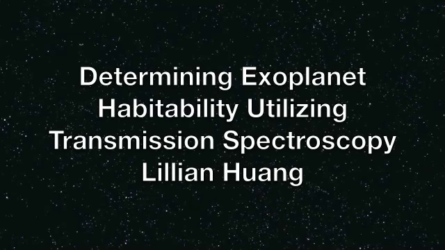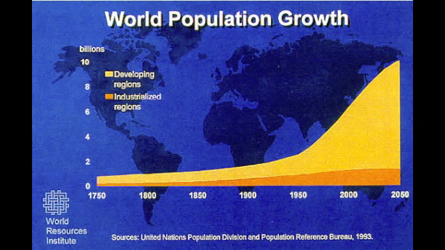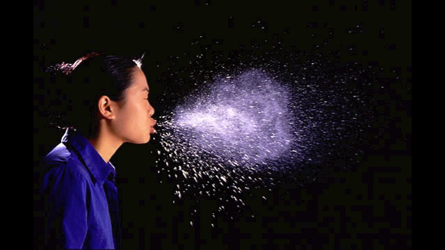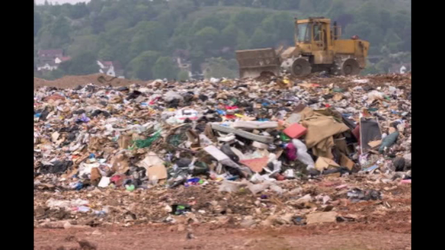Determining exoplanet habitability utilizing transmission spectroscopy. The United Nations Population Reference Bureau predicts that by 2150, Earth will be considered uninhabitable because of overpopulation. Overpopulation places stress on Earth's resources, both renewable and non-renewable. Disease rates will increase and environmental pollution will skyrocket. These effects will soon become irreversible.